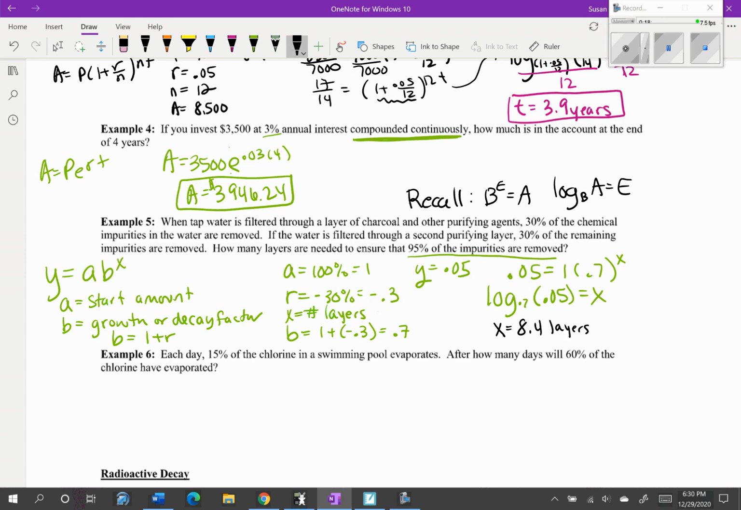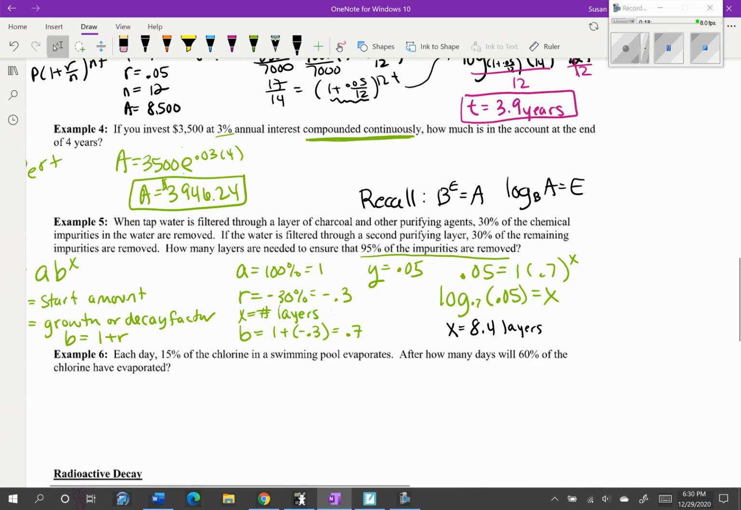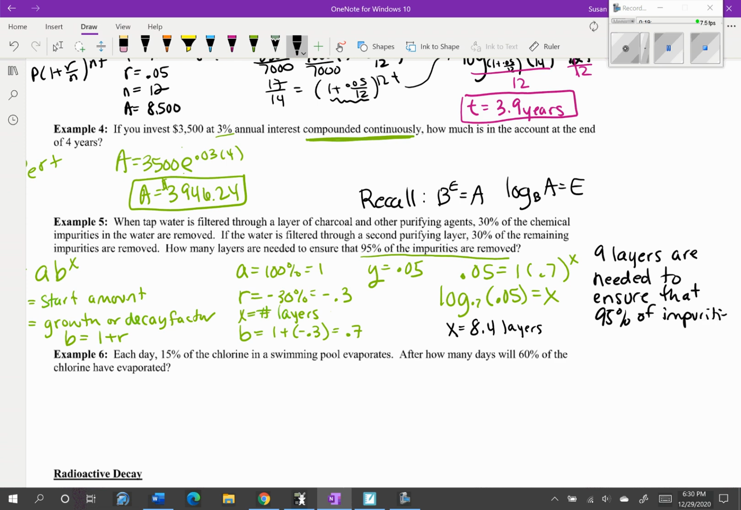But of course, we can't have a part of a layer, and we want to ensure that 95% of the impurities are removed. So that means that 9 layers are needed to ensure that 95% of impurities are removed.